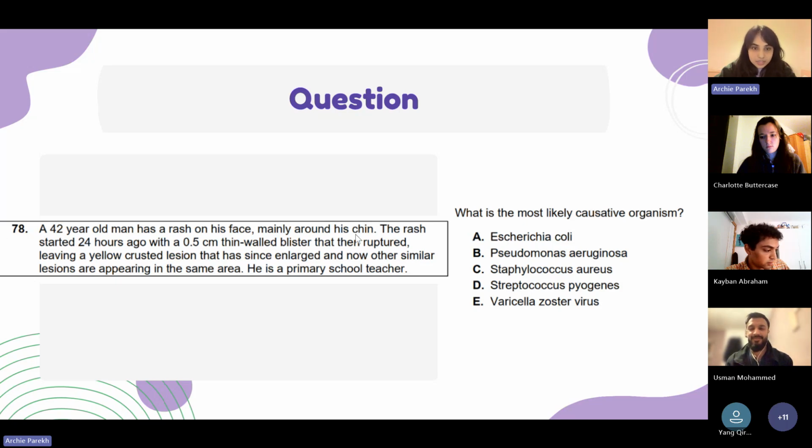Rash on his face, mainly around the chin. And it started with a blister that ruptured, and now there's a yellow crusted lesion that has since enlarged. And he's a primary school teacher as well. What do you guys think is going on here?